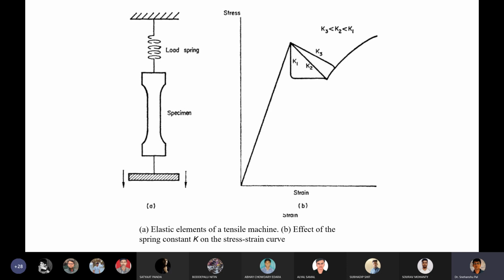So that is also one thing when you are going to perform tensile testing, and you should remember that the effect of the tensile machine is also important. One should be very careful in order to understand whether it is the material property itself or there is some influence of the tensile machine on the stress strain plot.